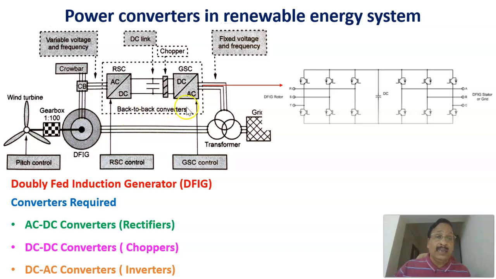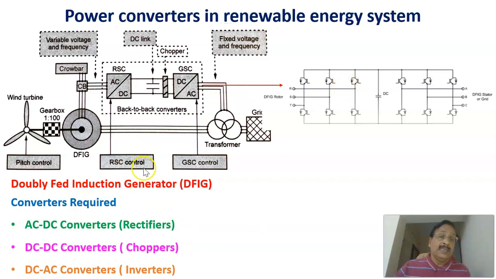Therefore, the back-to-back converter in a doubly fed induction generator shown here consists of a controlled rectifier and another one, an inverter, that converts the DC into AC. This is connected to the grid, and this is connected to the rotor winding. Therefore, the same thing is shown here.